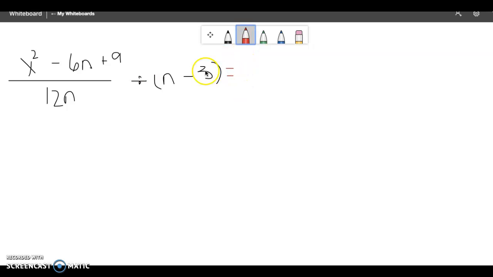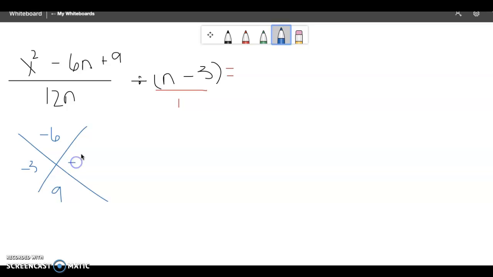When you normally divide, you keep, you change, you flip. So that's what we're going to do. So imagine this is over 1. We're going to keep the first fraction. However, I want to factor it first. So I'm going to make my x-man. I want two numbers that when added together equal negative 6 and when multiplied together equal positive 9. You should get negative 3, negative 3.